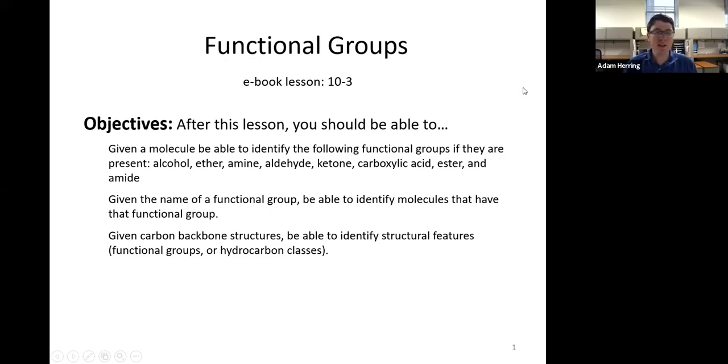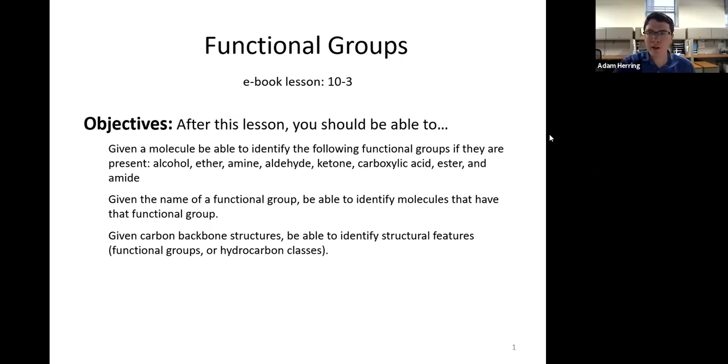Welcome back, everyone. In this video, we're going to look at what we call functional groups. You should be able to identify the different functional groups: alcohols, ethers, amines, aldehydes, ketones, carboxylic acids, esters, and amides, and be able to find them within large organic molecules and identify the structural features of large organic molecules, including the functional groups they contain and which class of hydrocarbon they are in.